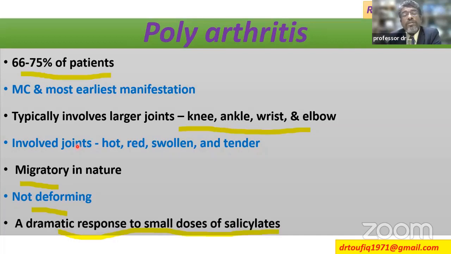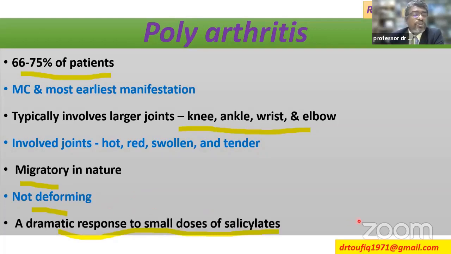Why migratory? Migratory means that when there is involvement of the knee joint, and the knee joint inflammation is resolved, that is, the knee joint condition is improved, then another joint is usually involved. There is fleeting arthritis. That is, it migrates from one joint to another joint, and that is not deforming. This is the most important, because we all know that in rheumatoid arthritis the joint is usually deformed, but in rheumatic fever arthritis this is usually not deforming, except Jaccoud's arthritis. We'll discuss it later on.